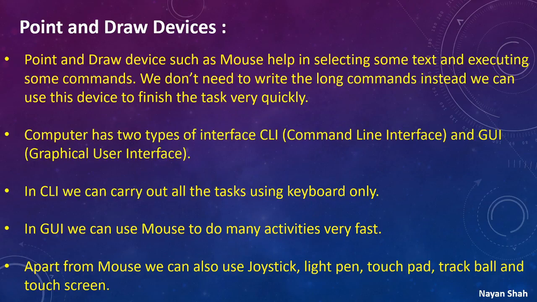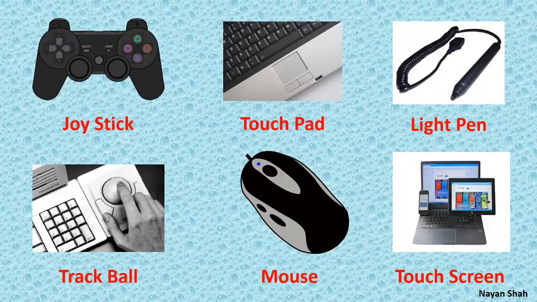many activities. Apart from mouse, we can also use joystick, light pen, touchpad, trackball, and there are even some computers with touch screen. So these are the different input devices or point and draw devices. Joystick, you must be familiar. It is mainly used for playing games. Touchpad you would have seen on laptop. Light pen you might have seen when we go to get a license or some other kind of documents. They get our signature done on a touchpad using light pen.